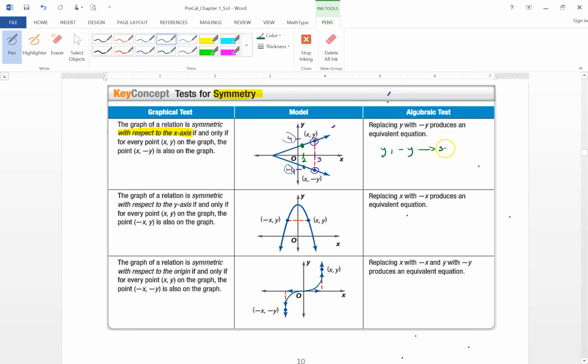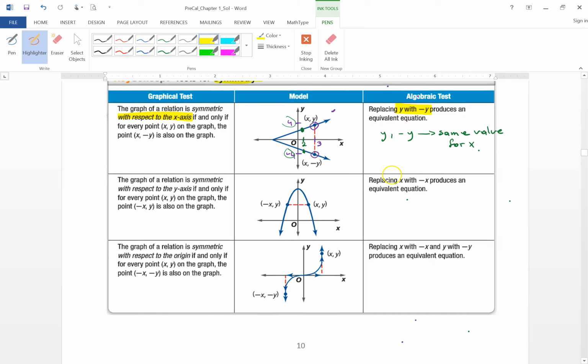Same value for x. Meaning, if you want to test algebraically for whether something is symmetric along the x-axis, the way you do that is you replace y with negative y, and you see if you're going to get the same equation back. Okay? We're going to do lots of examples.